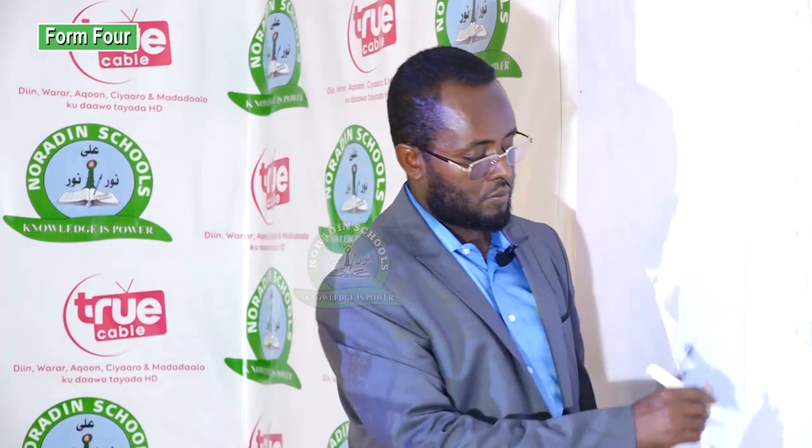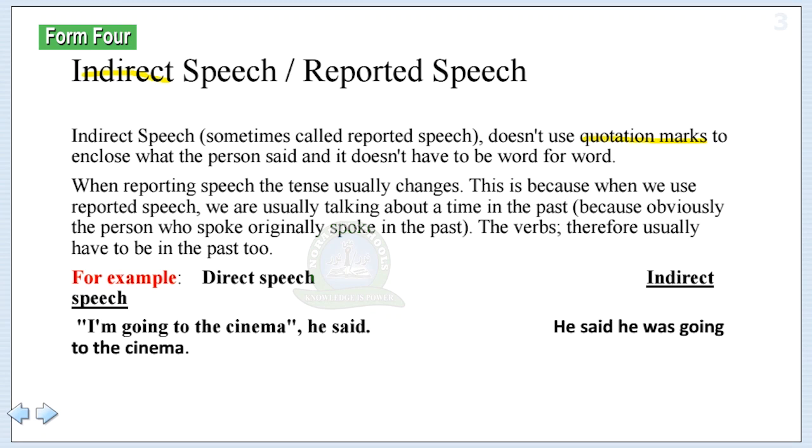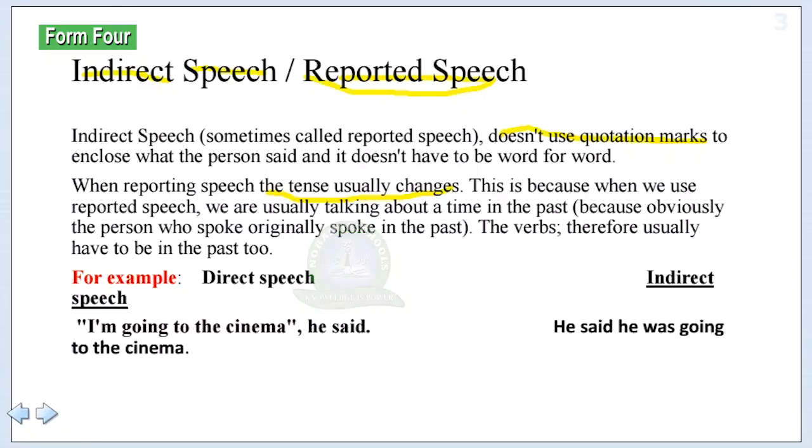Indirect speech, sometimes called reported speech, doesn't use quotation marks. We cannot use quotation marks to enclose what the person said, and it doesn't have to be word for word. So indirect speech cannot be used with quotation marks or inverted commas. When reporting speech, the tense usually changes. When you want to change direct into indirect speech, we use tense change. This is because when we use reported speech, we are usually talking about a time in the past.